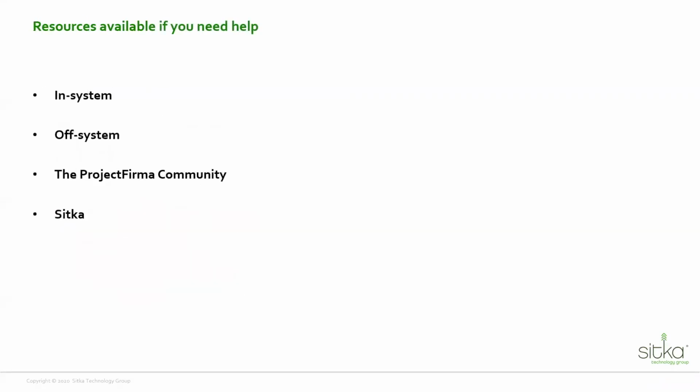So I've got a couple of slides here to go through just some of the resources that are available if you need help with the project tracker. And there's a lot of different things to talk about here. There's the in-system support, so the things that are actually in the project tracker. There's off-system support. I'll walk through a few documents that we've created either for other Project Firma users and specifically for the John Day Basin Partnership. I'll talk a bit about the Project Firma community and how you can use that as a resource. And then finally, talk a bit about Sitka's role going forward and how we can support you.